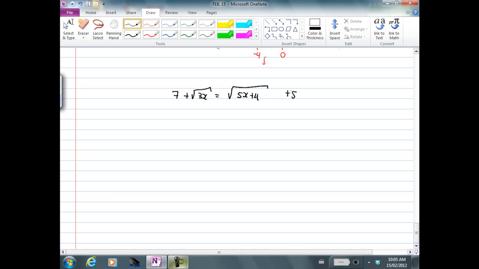5x plus 4 plus 5. When you have 2 radicals like this, which are very balanced out, see? Radical, radical. There's many ways of approaching this question.